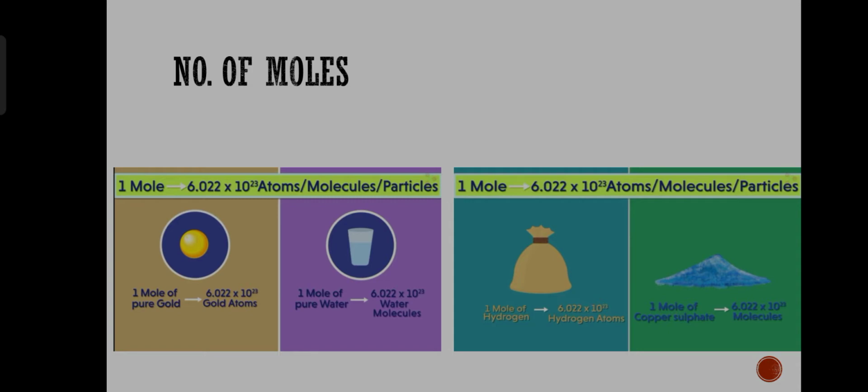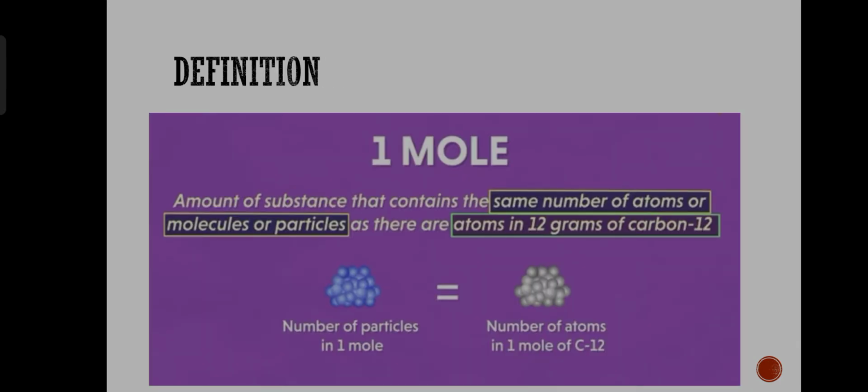Next is number of moles in different substances. First, we'll revise the definition, then we'll discuss the examples. A mole can be defined as the amount of substance that contains the same number of atoms or molecules or particles as there are atoms in 12 grams of carbon 12. As you know, carbon 12 is taken as standard.